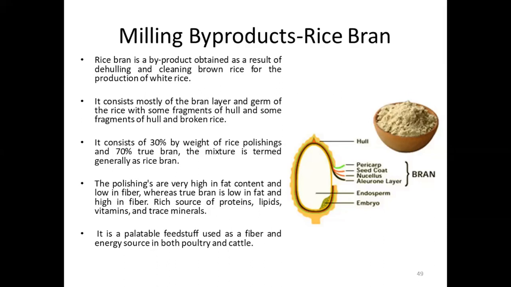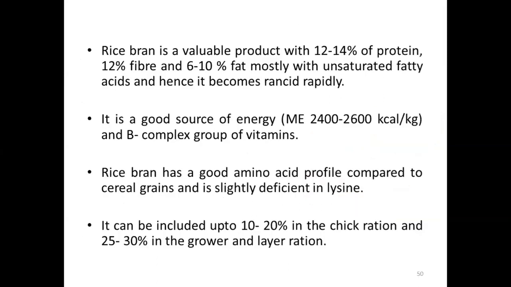The polishings are very high in fat content and low in fiber, whereas true bran is low in fat and high in fiber. These are a resource of protein, lipid, vitamins, and trace minerals. It is a palatable feedstuff, used as a fiber and energy source in both poultry and cattle. This can be used in both.